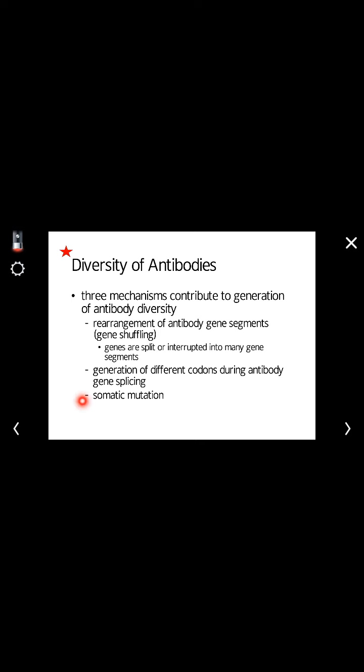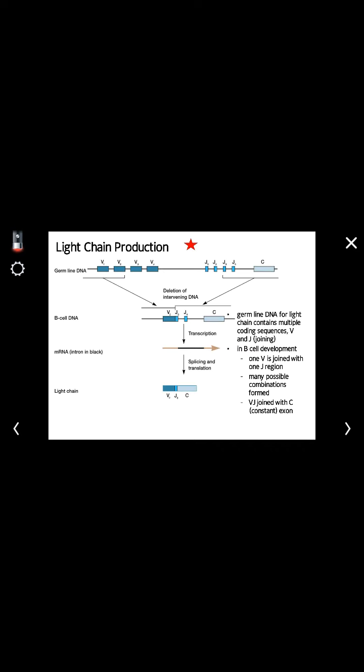And you get somatic mutations. So you can get mutations, gene shuffling, and generation of different codons during antibody gene splicing. In light chain production, the B cell germline DNA for the light chain has multiple coding sequences, V and J. During B cell development, one V is joined with one J region. Many possible combinations are formed. VJ is joined with the C constant exon.